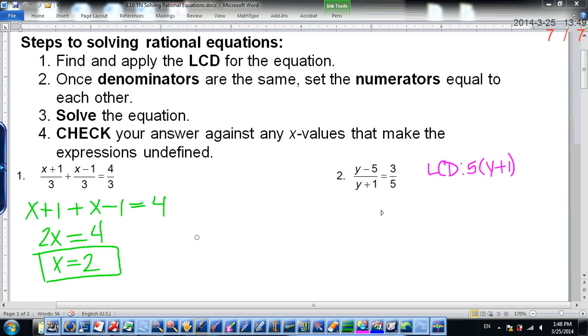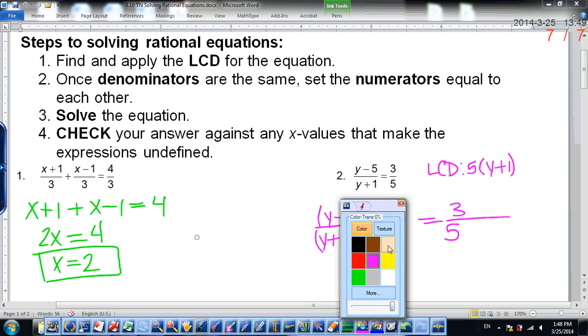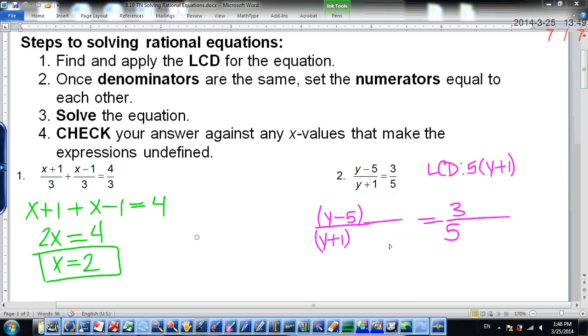Okay, so I'm going to start by writing my original equation. And if you'll remember how we did this with adding and subtracting rationals, you basically think about what's missing, and you multiply the top and the bottom by what's missing. So what is this first fraction missing in the denominator? 5. So I'm going to multiply the top and the bottom by 5. The second fraction has our 5, but we are missing y plus 1. So we're going to multiply the top and the bottom by y plus 1.